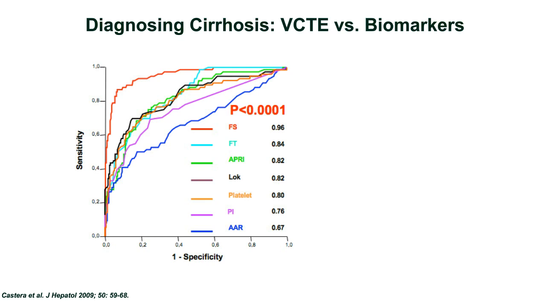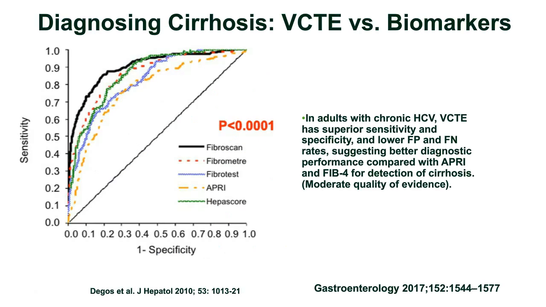There was also an additional publication, fairly recent, that looked at, again, the performance of FibroScan versus a panel of markers. This was to assess both cirrhosis as well as those who had advanced fibrosis, greater than stage 2 fibrosis. And you can see here, again, for diagnosing cirrhosis, vibration-controlled transient elastography, or FibroScan, was superior to a panel of biomarkers.